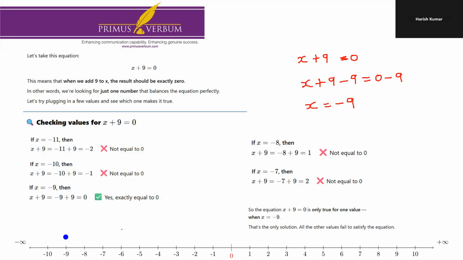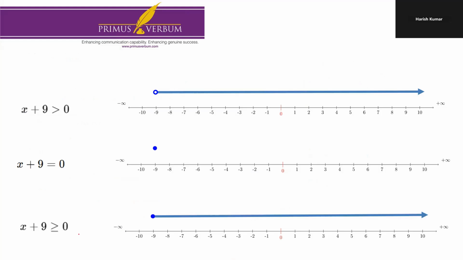I hope this makes it very clear to you all. And here we have all three plotted so that you get a visual idea of how these two inequalities and this one equality, x plus 9 is equal to 0, look on the number line. So you can compare all three of them, two inequalities and one equality.